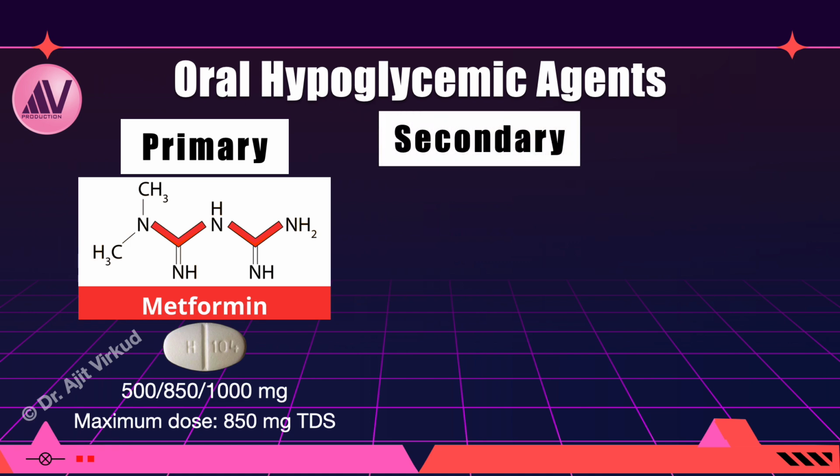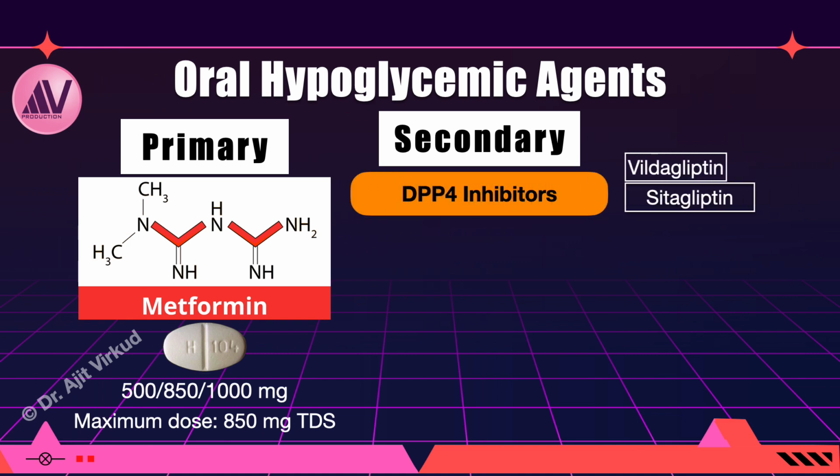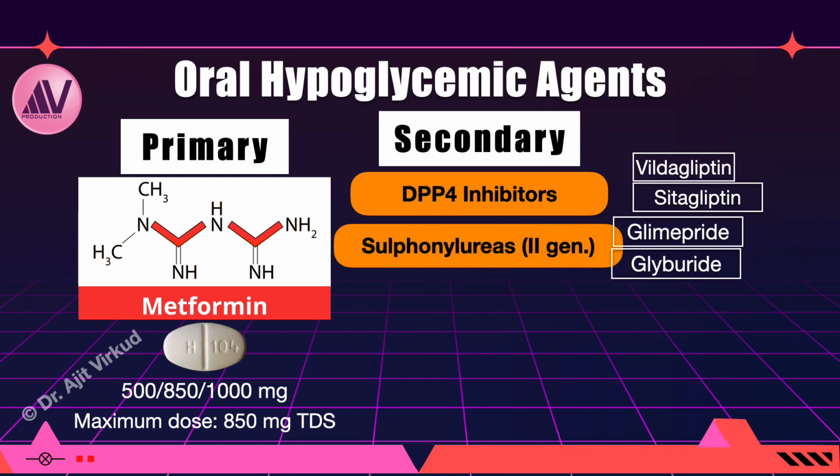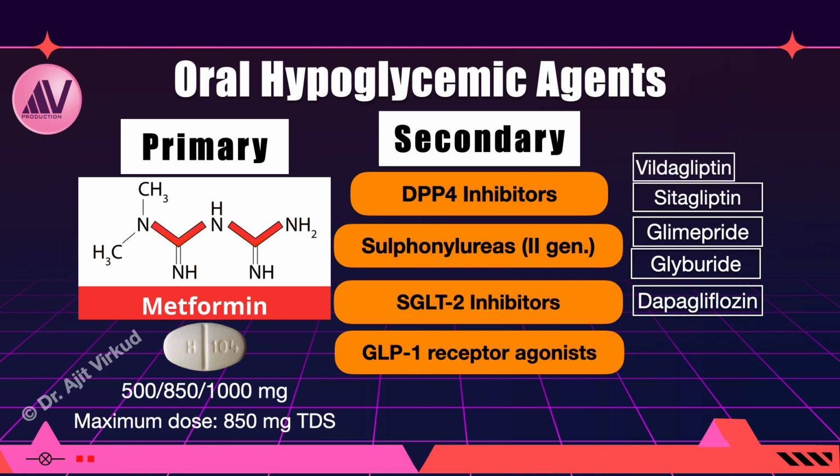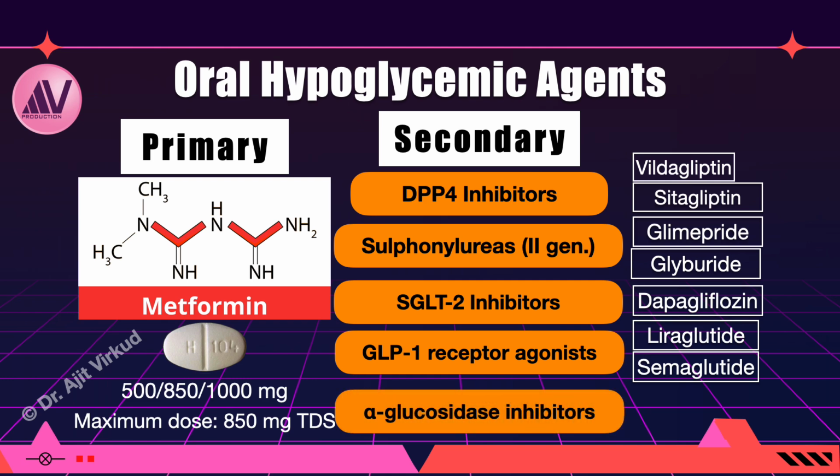Secondary anti-diabetic drugs that are added to metformin are DPP-4 inhibitors such as vildagliptin and sitagliptin, second generation sulfonylureas like glimepiride and glyburide, SGLT2 inhibitors like dapagliflozin, GLP-1 receptor agonists like liraglutide and semaglutide, and alpha glucosidase inhibitors such as acarbose and voglibose. Please note, this is not an exhaustive list. Talking in details about the pharmacology of these drugs is beyond the scope of this lecture.